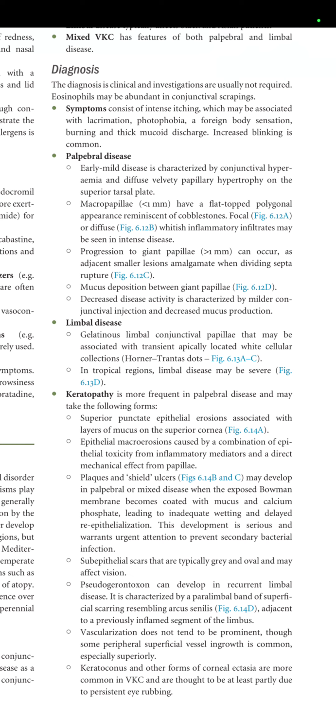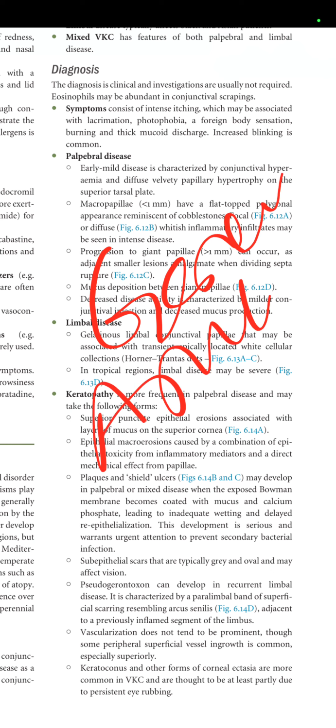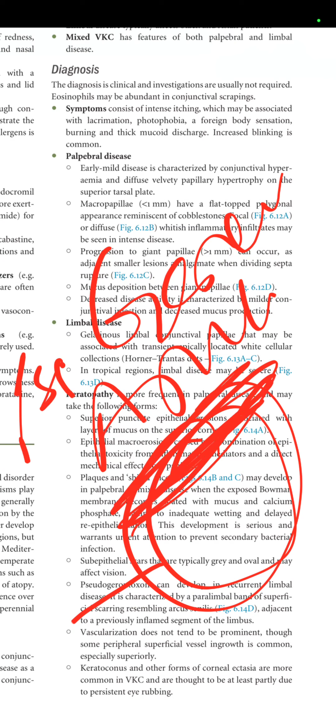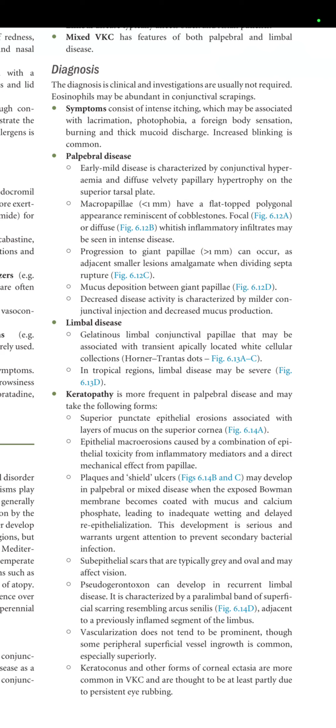Pseudogerontoxone can develop in recurrent limbal disease. It is characterized by a paralimbal band of superficial scarring resembling arcus senilis adjacent to a previously inflamed segment of the limbus. Basically, gerontoxone is arcus senilis, the whitish band that you see in an aging patient. In a case of pseudogerontoxone, there will be a whitish limbal opacity formed in the superior side of the cornea, so it gives the appearance of pseudogerontoxone.